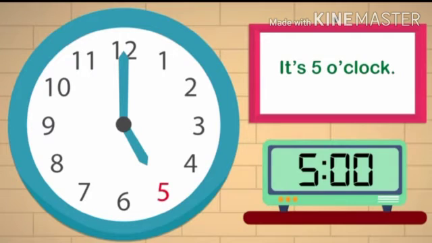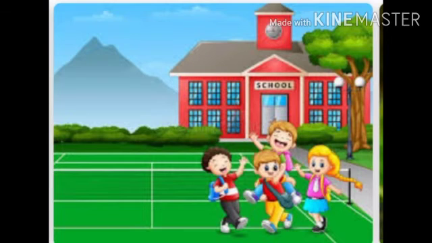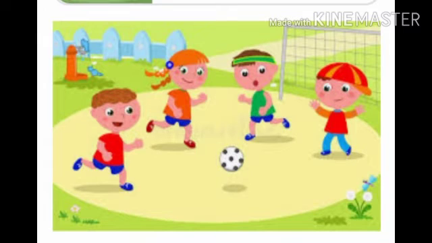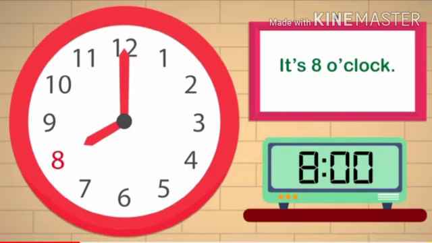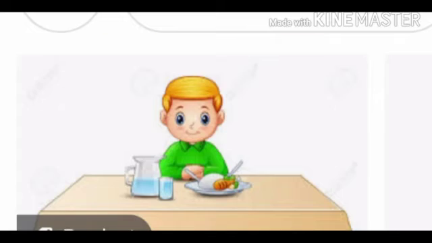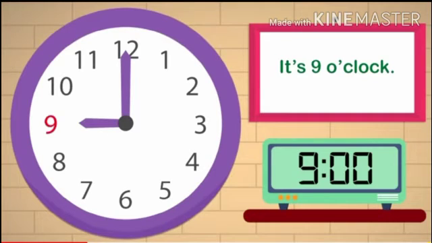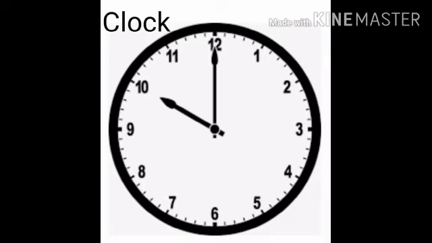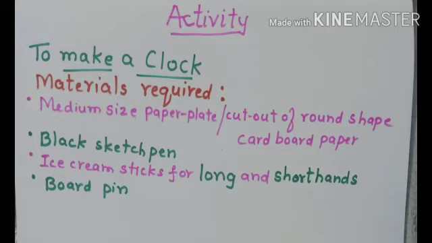At 5 o'clock in the evening, Sam comes back from school. At 6 o'clock in the evening, Sam goes to play. At 8 o'clock in the night, Sam has his dinner. And at 9 o'clock in the night, Sam goes to sleep. Children, in the same way, you also make a schedule of your daily activities.